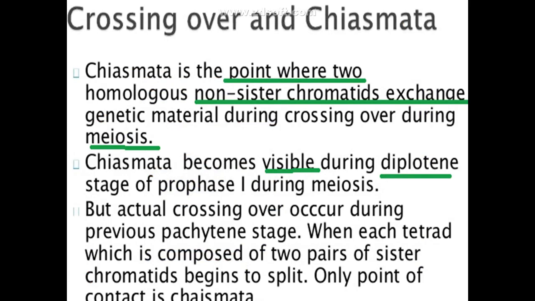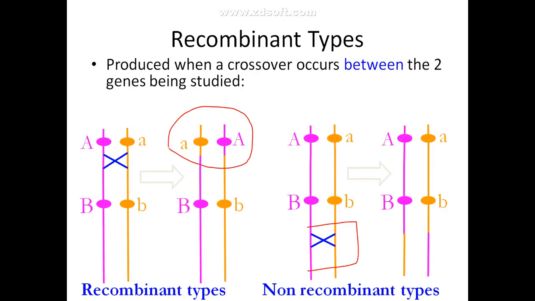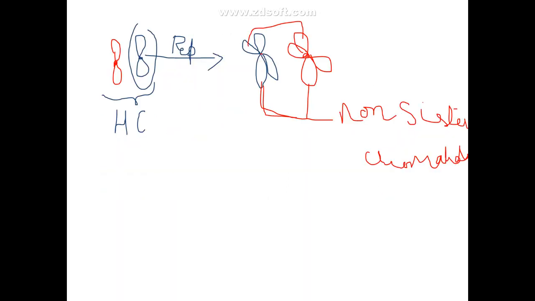Here it is, I have written here. Chiasmata is the point where two homologous non-sister chromatids exchange genetic material during crossing over. So you just have to go back. What do non-sister chromatids mean? I have taken two different chromosomes. I showed you the picture, blue and red color, that crossing over. That is called non-sister chromatids. So there is crossing over between these genes, okay.